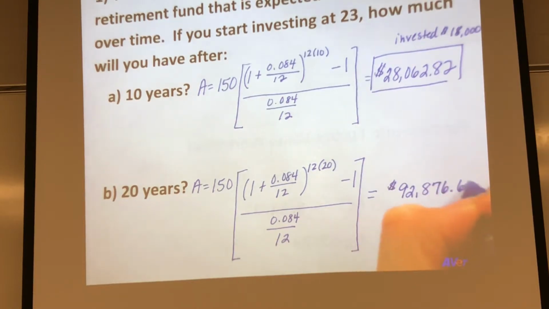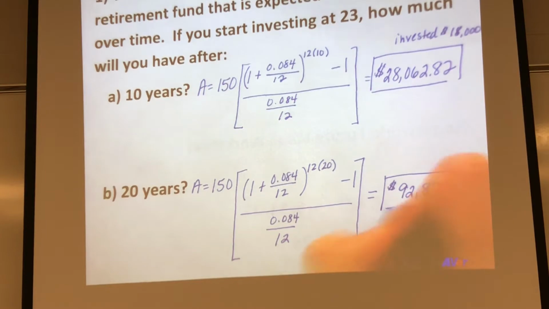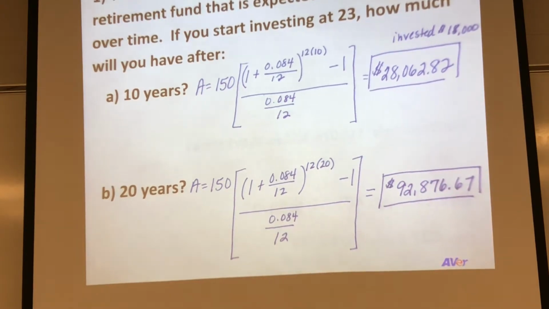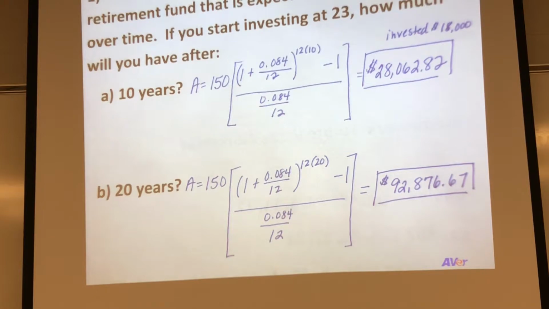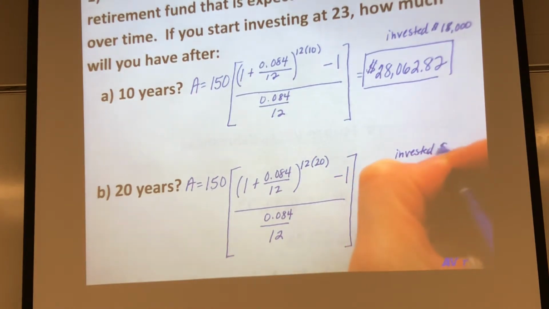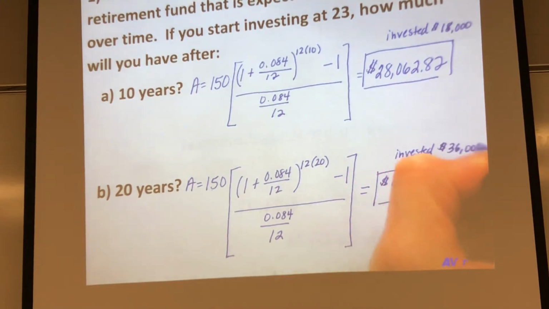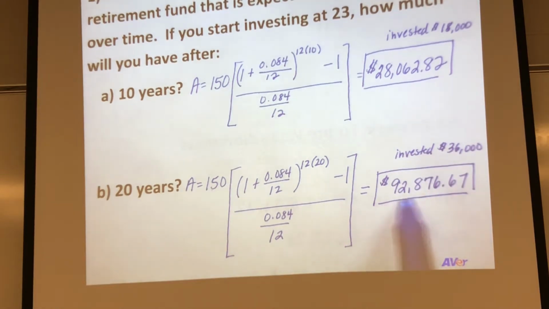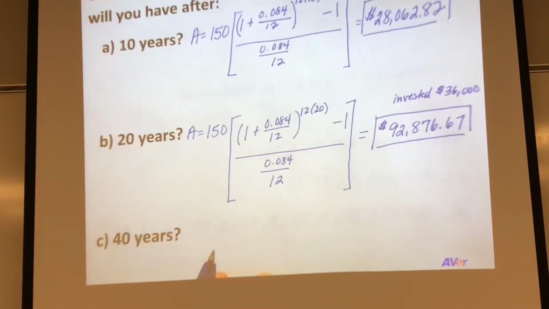You definitely want to practice putting this into your calculator because it's an ugly equation. If you ended up with 92,000 plus, you probably put it in right. Now here, we did 150 times 12 months, so that's again 1,800 times 20 years. We have invested at this point $36,000, but we're getting almost $93,000 in our retirement. So we have almost tripled our money, again, by not really doing anything, just letting someone else use it.